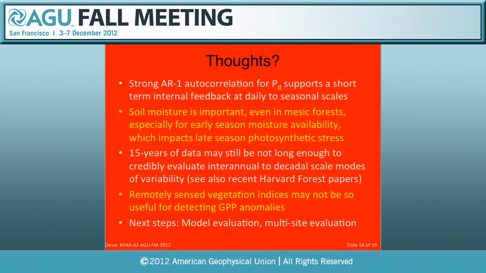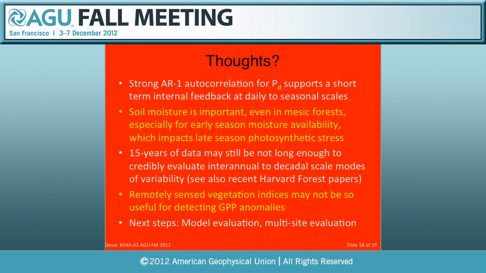So there's strong autocorrelation at the 1 lag for PiecED, which supports a strong internal feedback at daily to seasonal scales. Soil moisture is important even in mesic forests, and we should be measuring it more and measuring it better, and precipitation, which we do terrible at most flux sites, especially for early season moisture availability. So I didn't show this, but it seems like a lot of this is driven by the early season, which seems to impact then late season photosynthetic stress. And that maybe makes a little bit of mechanistic sense.